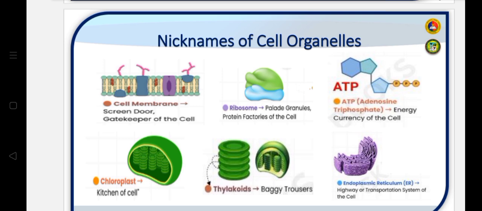Endoplasmic reticulum is known as the highway or transportation system. So the ER is like the highway system of the cell, moving materials from one place to another. So these nicknames make organelles easier to remember. Whether it's the screen door, the kitchen, or the highway, each organelle has a role that keeps the cell alive and working.